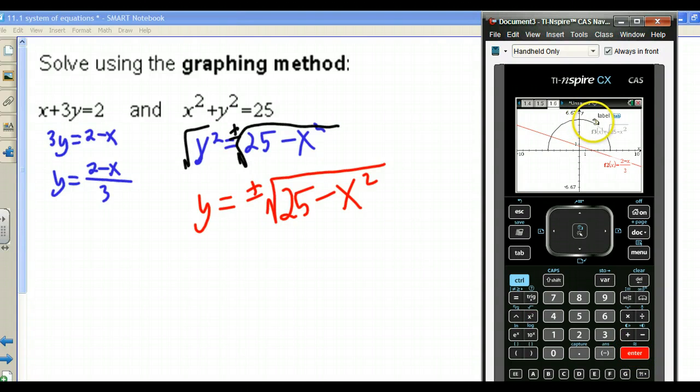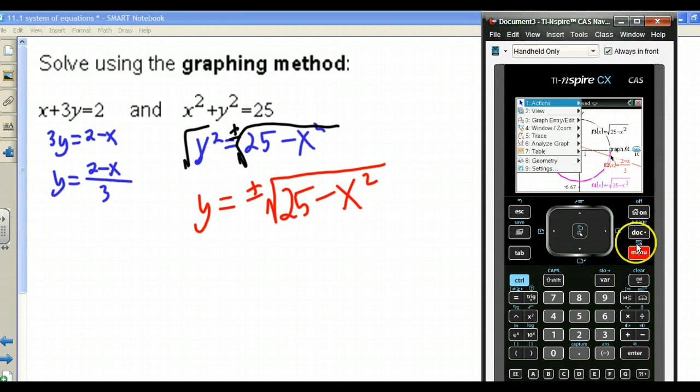That's the top half of the circle here. Then hit tab, hit negative square root of 25 minus x squared. And we're going to press enter, and you can see the bottom half of the circle graph. So you have to think of that circle as all one graph there, even though it's two separate parts.